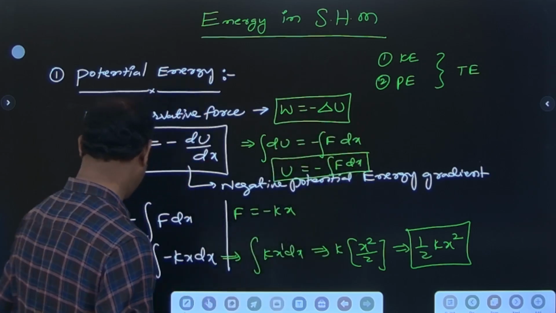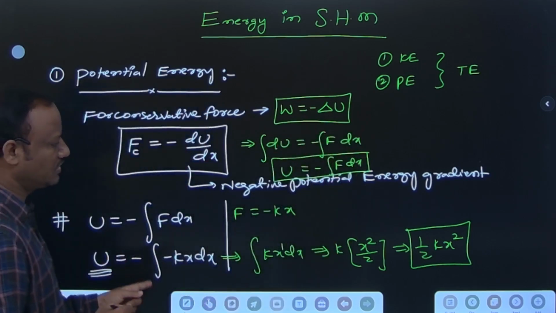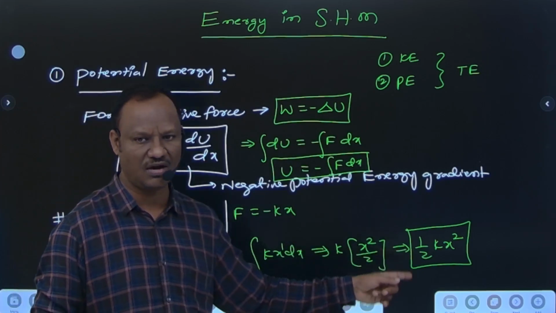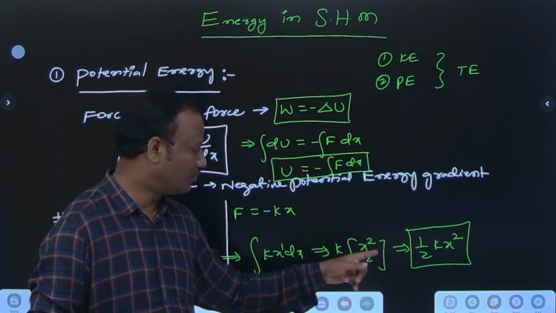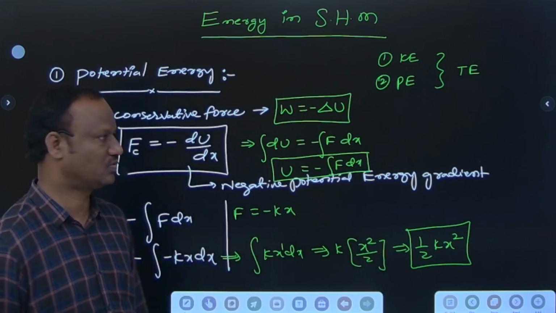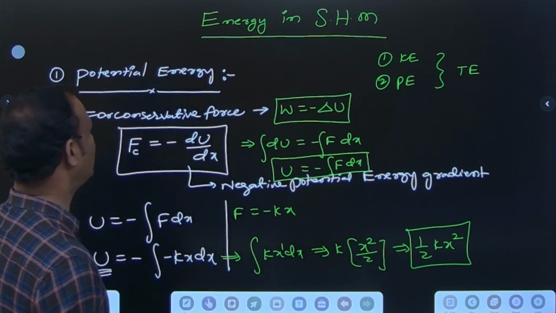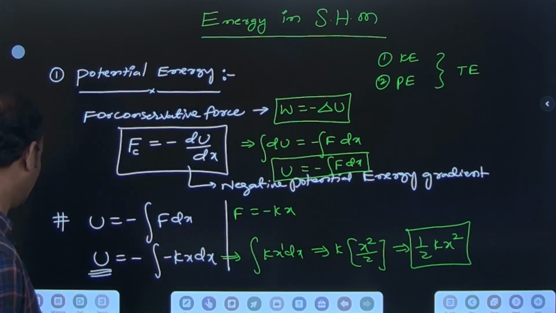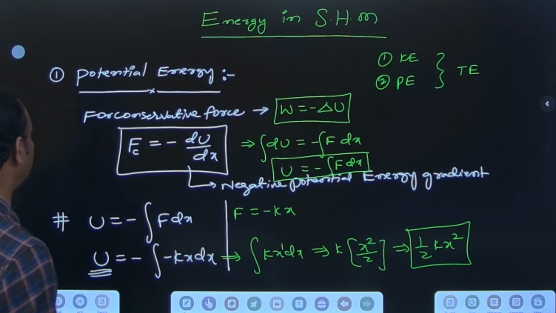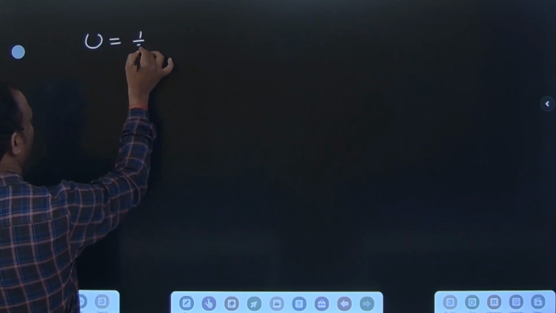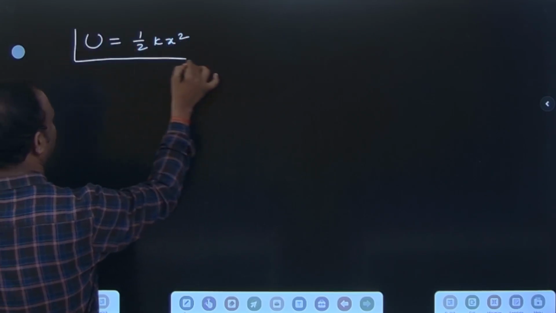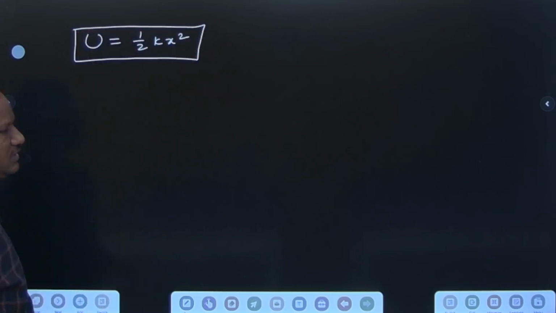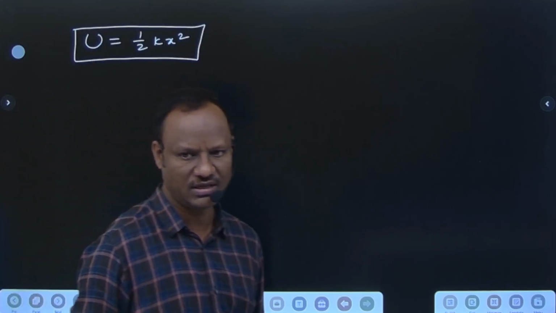So the energy stored in the spring is half k x square, and the work done in the spring is minus half k x square. This is about potential energy. Now we completed it: U is equal to half k x square, the potential energy stored in the spring.